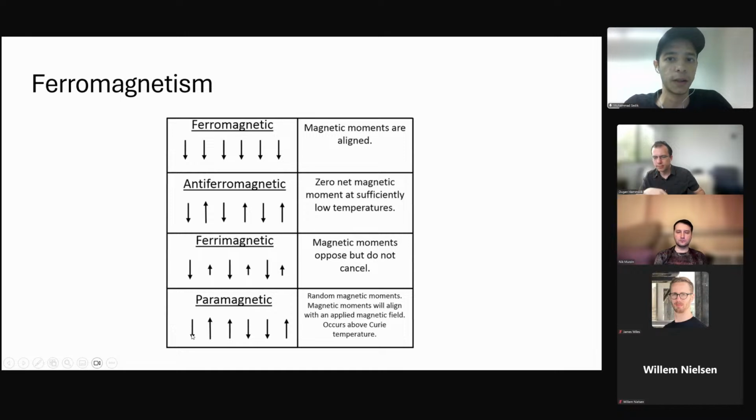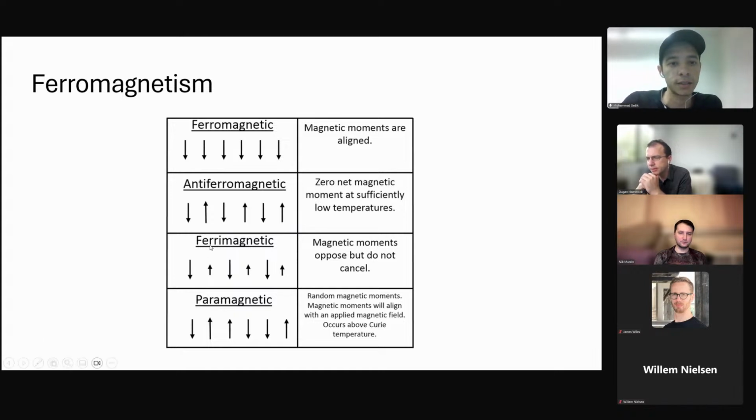Does this make sense? Yeah, so for the ferrimagnet, in this diagram, you have larger moments in the down direction versus the up direction. Would that be made by having larger domains aligned downward and then having smaller domains aligned upward?